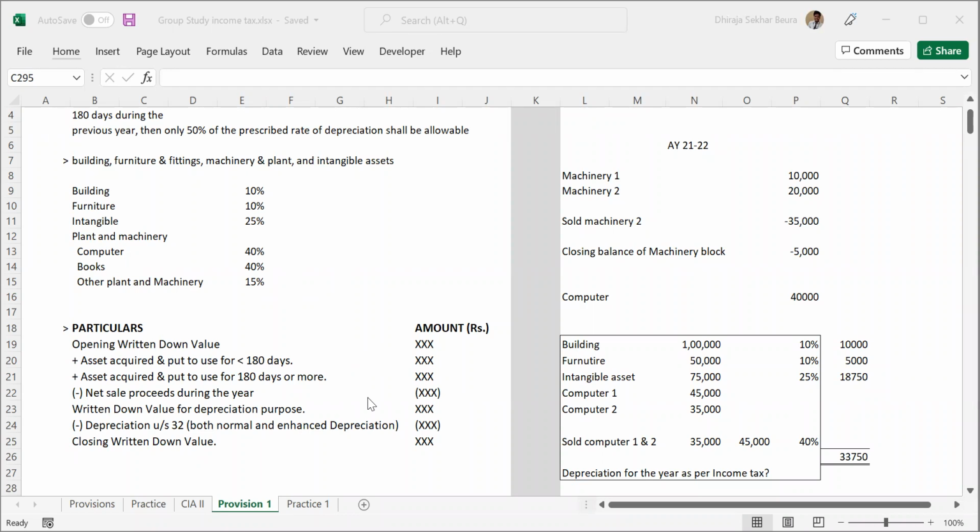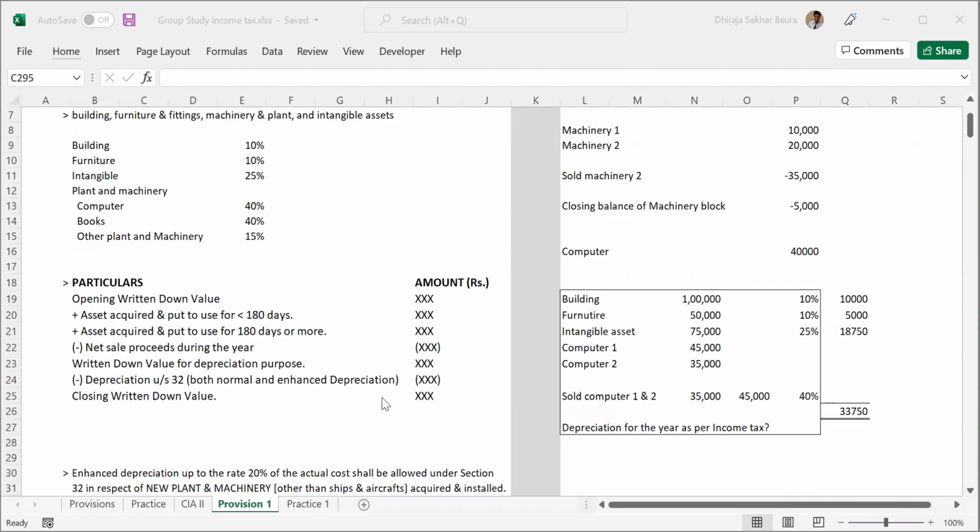Perfect. Now, how do we calculate the depreciation? Whenever we see a question, what is the first thing we do? We calculate one value. What is that value? Closing written down value. Opening would be given, purchases would be given, sales would be given, and we will be calculating the closing written down value. On the closing written down value, we'll be multiplying the rates as applicable, whichever is half, whichever is full, whichever is additional, and calculate the depreciation.